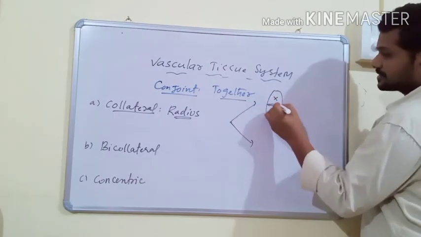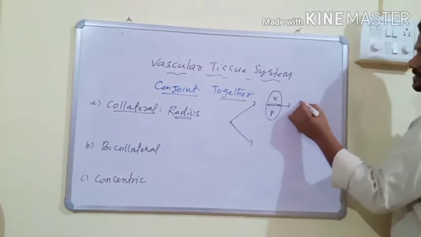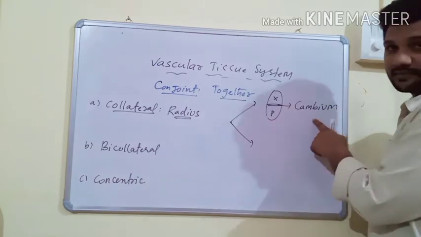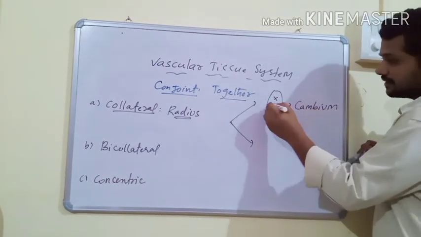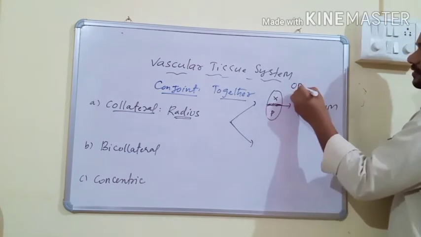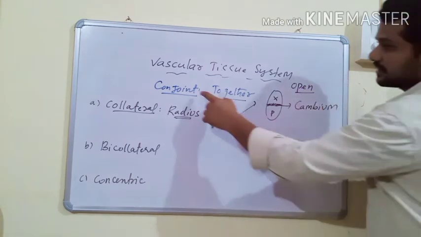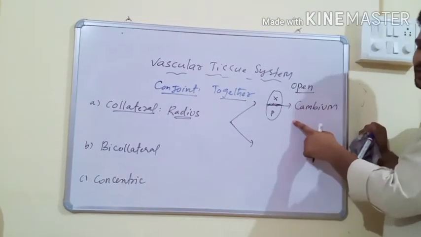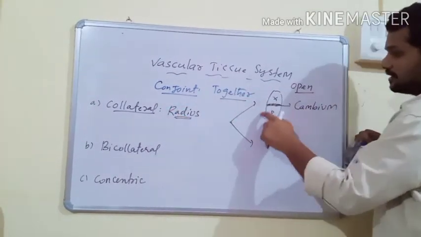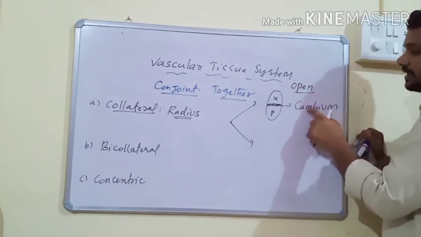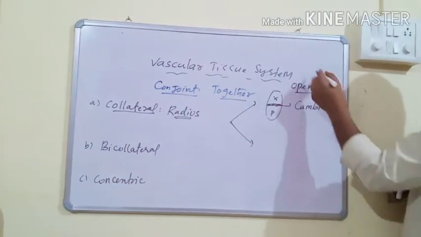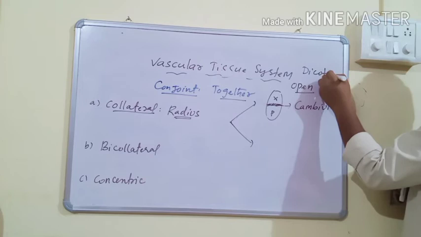For example, this is xylem and this is phloem. In between xylem and phloem, if cambium is present, so what is cambium? It is a fully meristematic tissue. If cambium is present between xylem and phloem, then these vascular bundles are called open vascular bundles. Conjoint collateral open vascular bundles means conjoint: xylem and phloem present together; collateral: xylem and phloem on the same radius; open: cambium present between xylem and phloem. So conjoint collateral open vascular bundles are the characteristic feature of dicots.